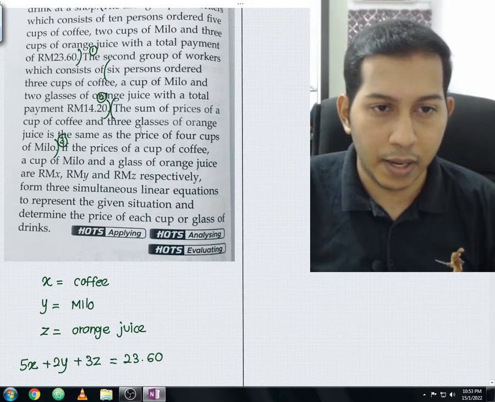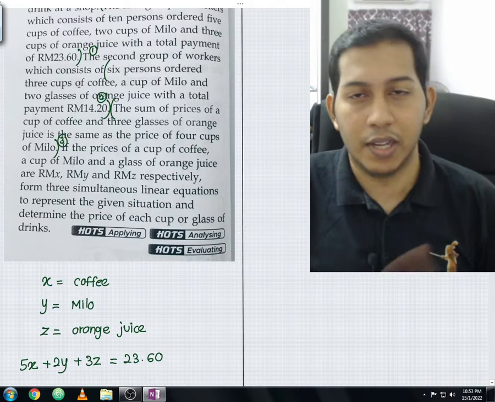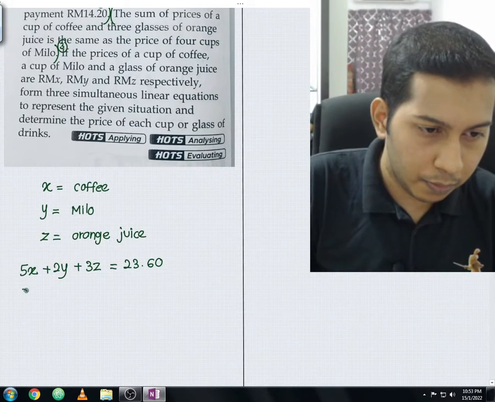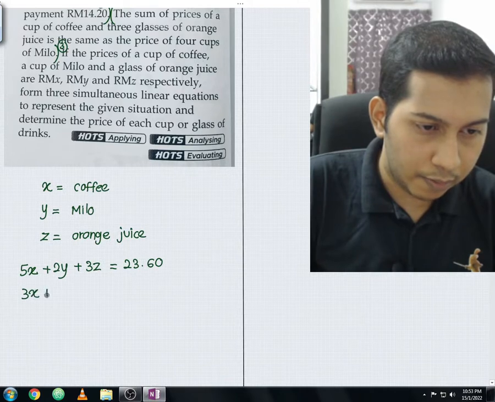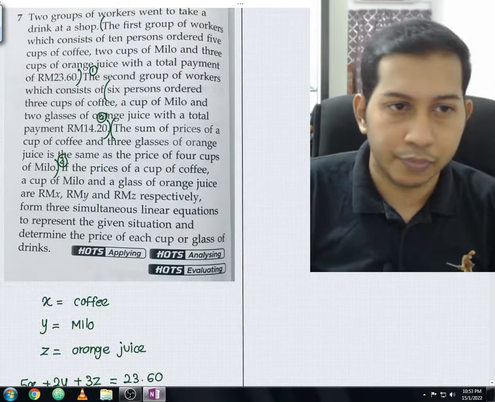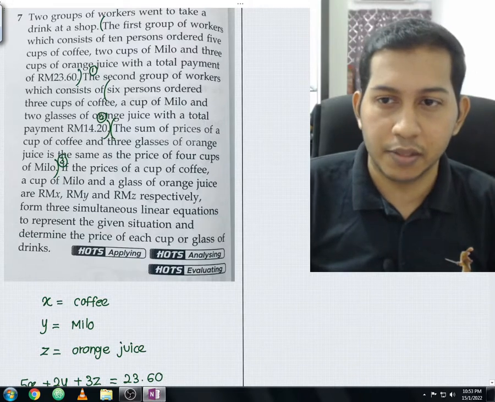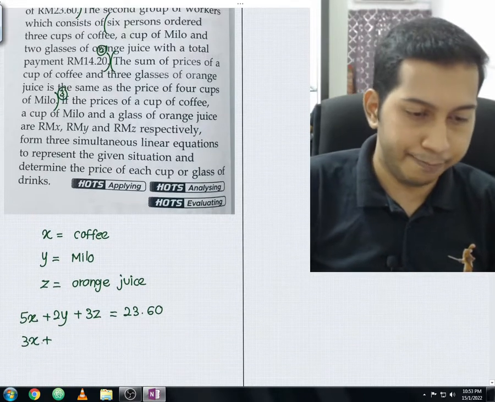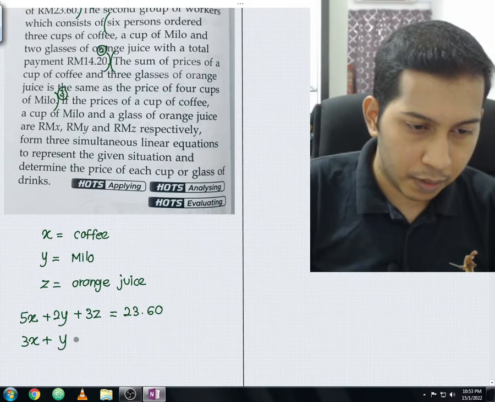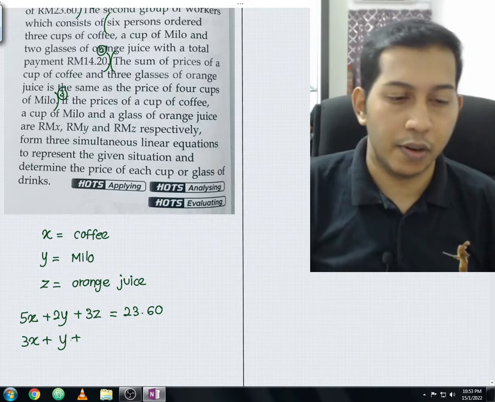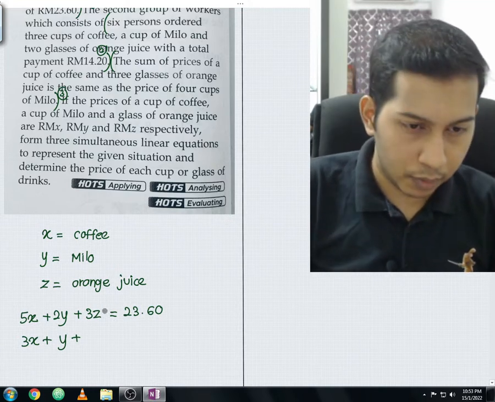Okay, for the second one, 6 persons ordered 3 cups of coffee. So 3 cups of coffee in this case is 3x. Okay, and then you plus with a cup of Milo. A cup of Milo means y. Okay, and then you plus with 2 glasses of orange juice. Okay, 2 glasses of orange juice is 2z.